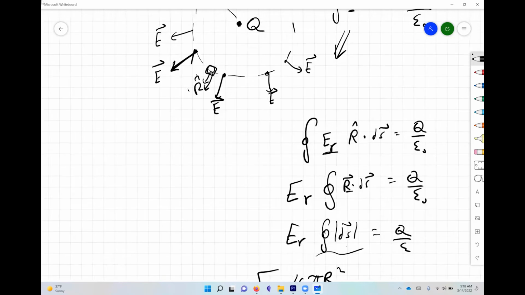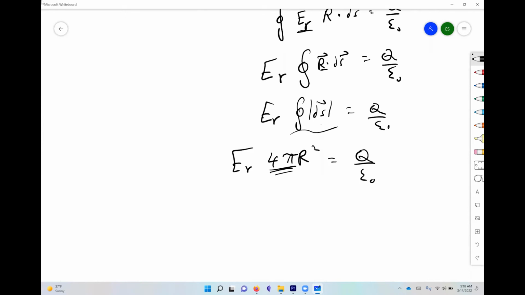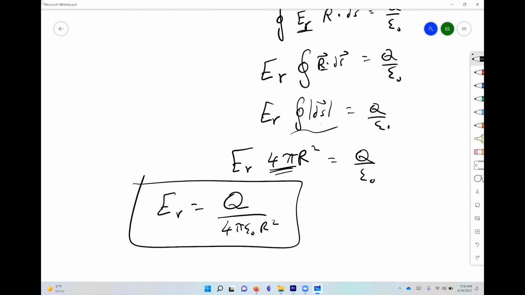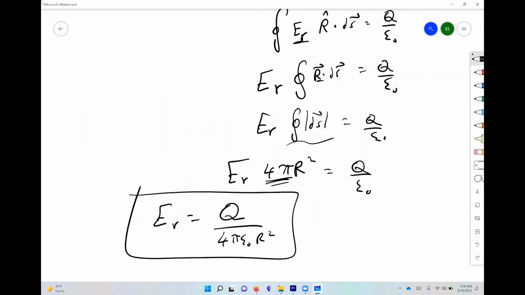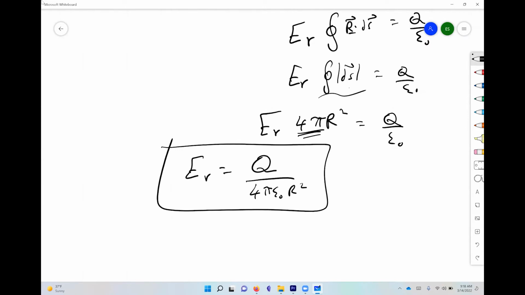This is why we put in that pesky 4 pi in Coulomb's law, because we want to derive Coulomb's law from this. All artificial, right? It depends on your point of view. So E_r is going to be Q over 4 pi epsilon naught r squared, and this is Coulomb's law. Okay, so this is the simplest problem with symmetry.